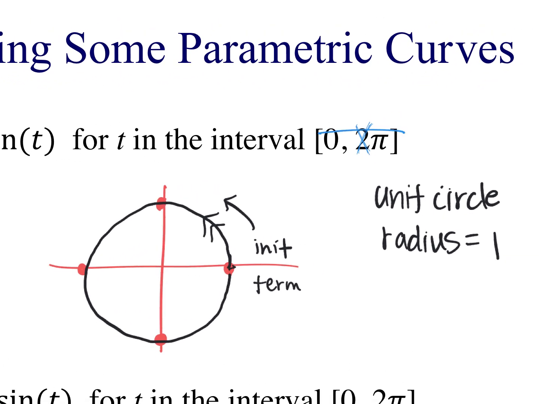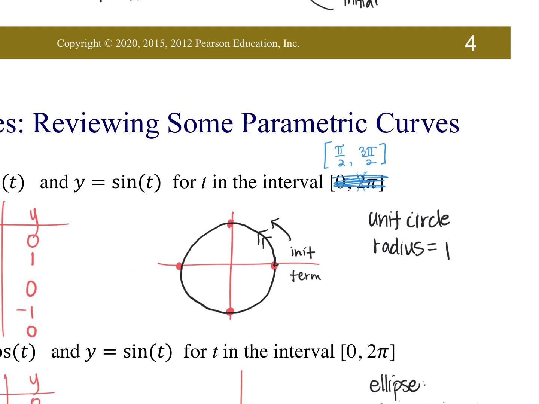You could change the time parameter and say, I want you to go from pi halves to 3 pi halves. That's going to give you only what we call the left half of the unit circle. It's going to be quadrant 2 and quadrant 3. So you can control how much of the graph you're looking at by controlling the time parameter. If you can control time, you can control what you're looking at.